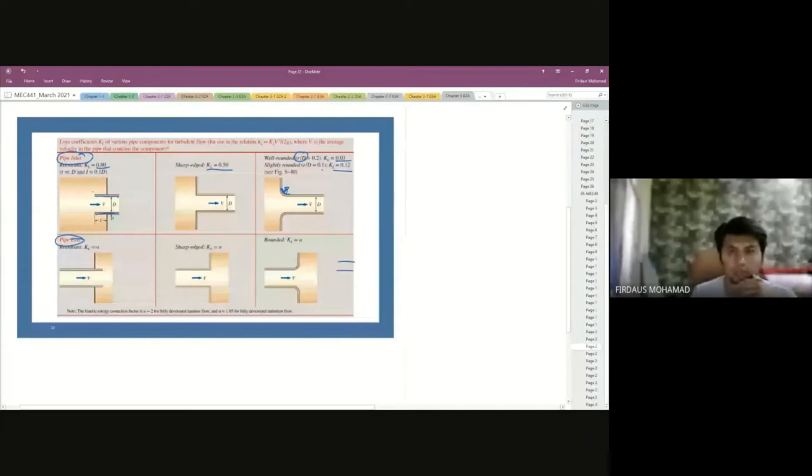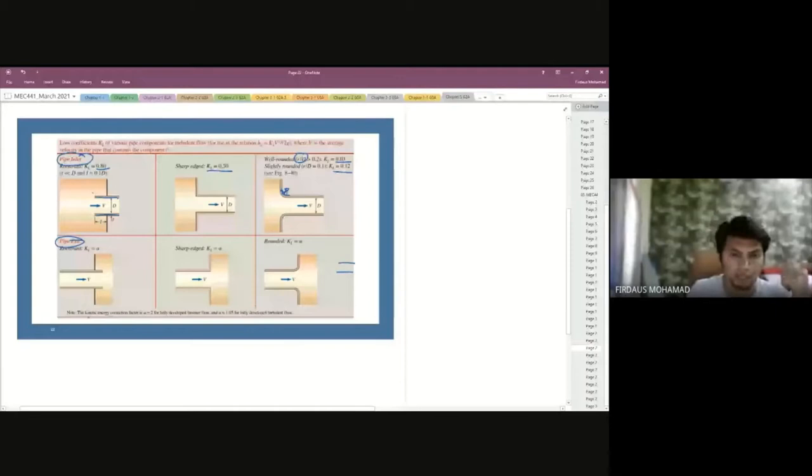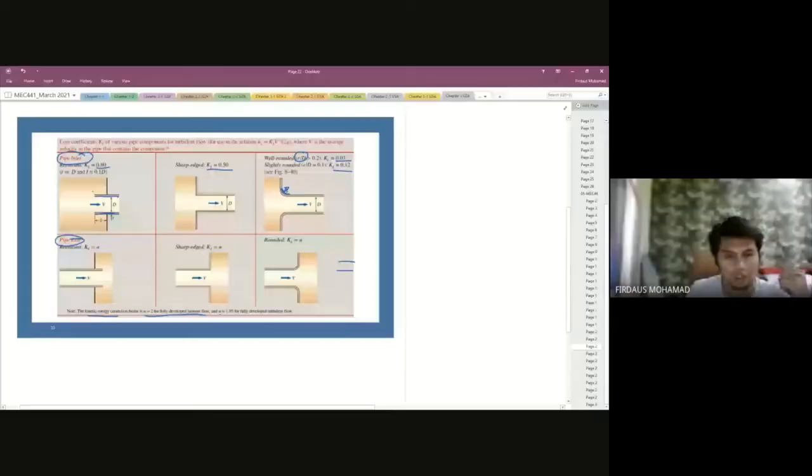And then at the pipe exit, re-entrant, KL equal to alpha. What is alpha? Alpha is the kinetic energy correction factor. Please refresh what we have learned in chapter 3 about the kinetic energy correction factor, that was included in the Bernoulli equation. Alpha equal to 2 for fully developed laminar flow, and alpha equal to 1.05 for fully developed turbulent flow.